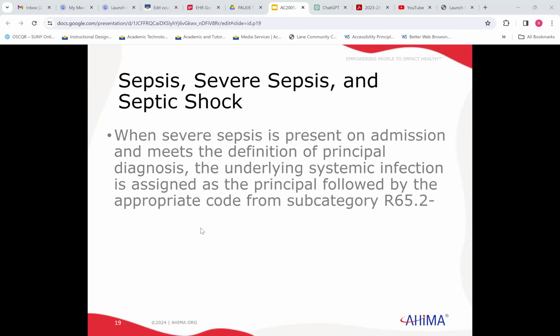When severe sepsis is present on admission and meets the definition of a principal diagnosis, in other words, the reason that the patient was admitted after a study that we learned about last week, the underlying systemic infection is going to be assigned as the principal, followed by the code from the R65.2 subcategory. Again, R65.2 can never be a first listed or principal diagnosis.